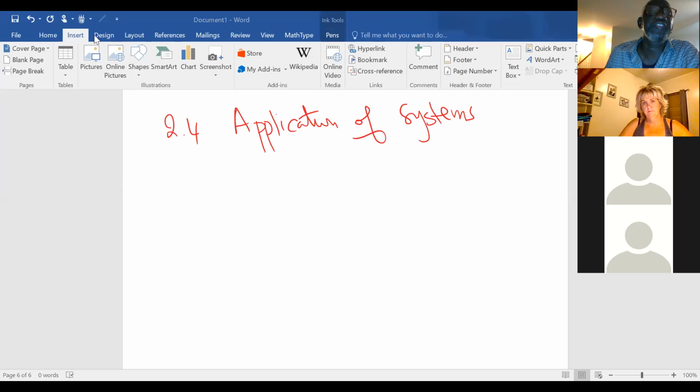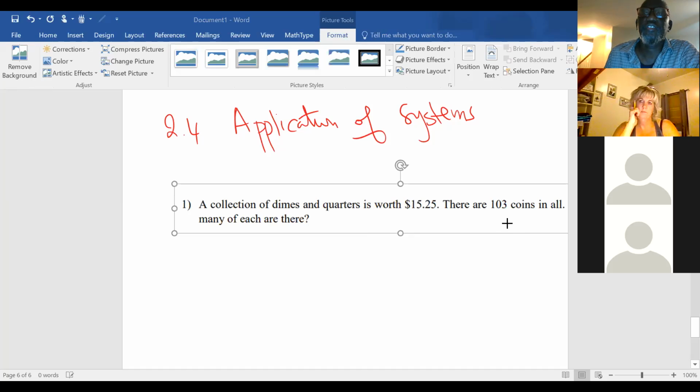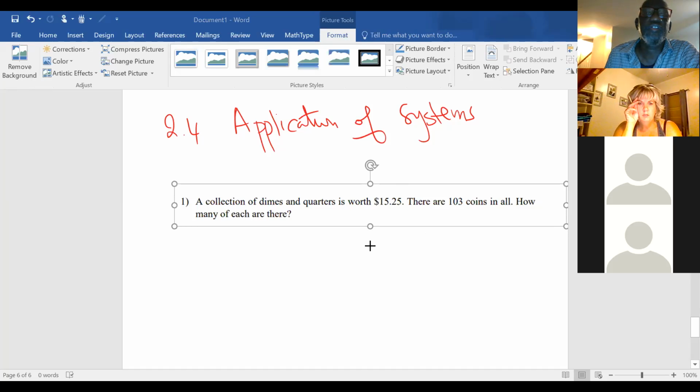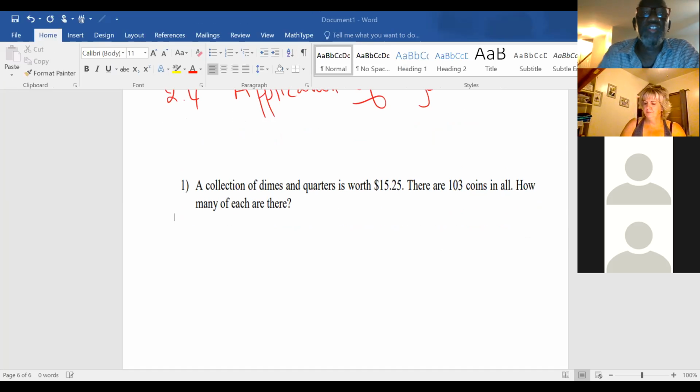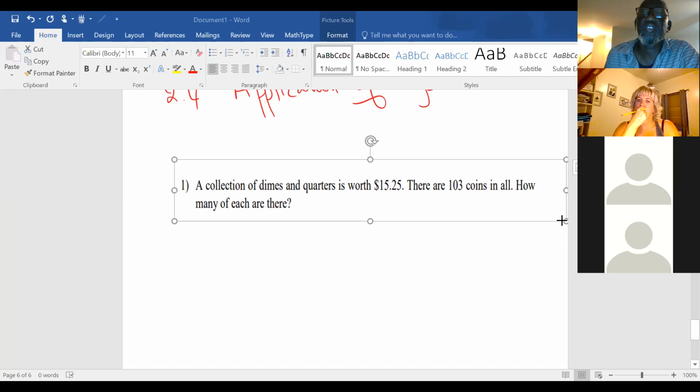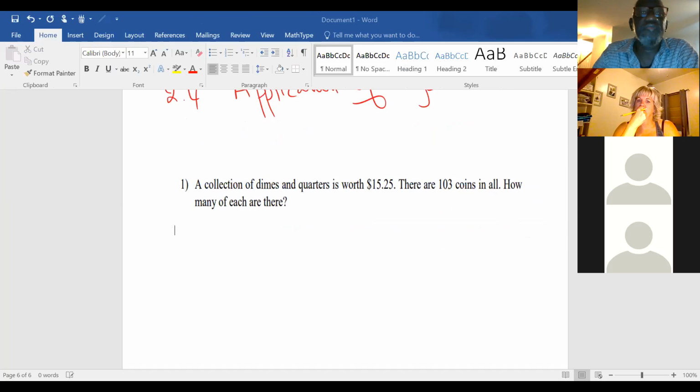All right, for instance, this one. Some of them are kind of amusing. All right, look. A collection of dimes and quarters is worth $15.25. We have a bottle where we have coins and we have only dimes and quarters. There are 103 coins in all. How many of each are there? How many dimes, how many quarters?